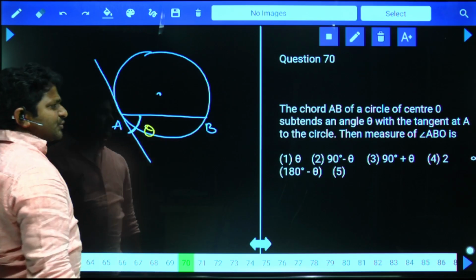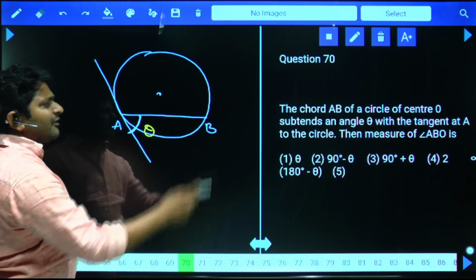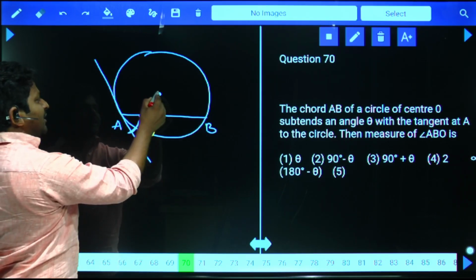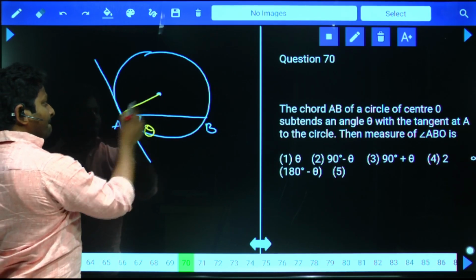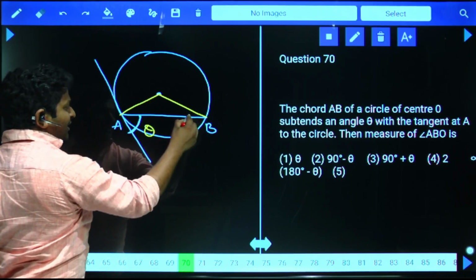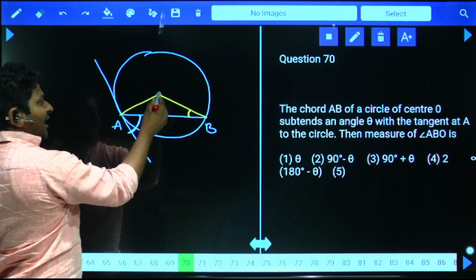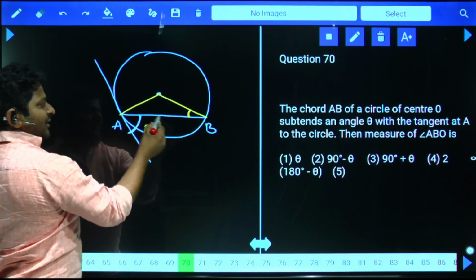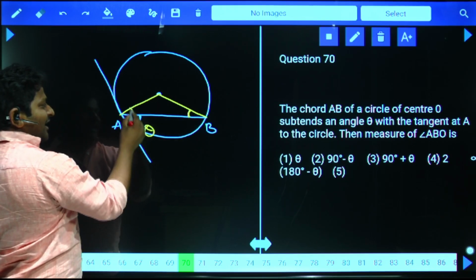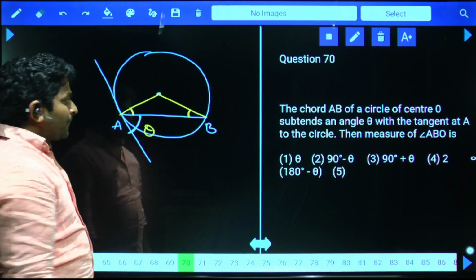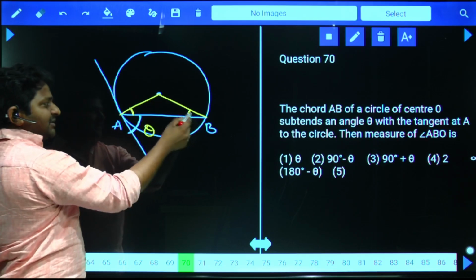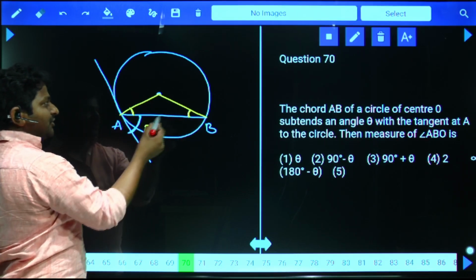Now your question is to identify the measure of angle ABO. Okay, this is O. Your question is to identify what is the angle here. Now OA and OB, both are radius. Angle at B and angle at A, both will be equal. Because both are radius, angle at B and angle at A should be equal.